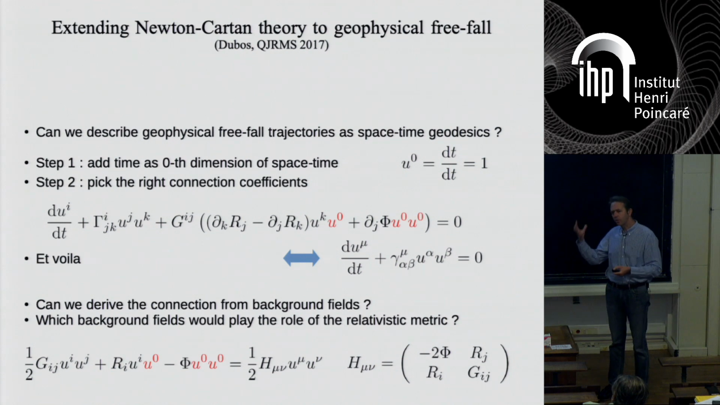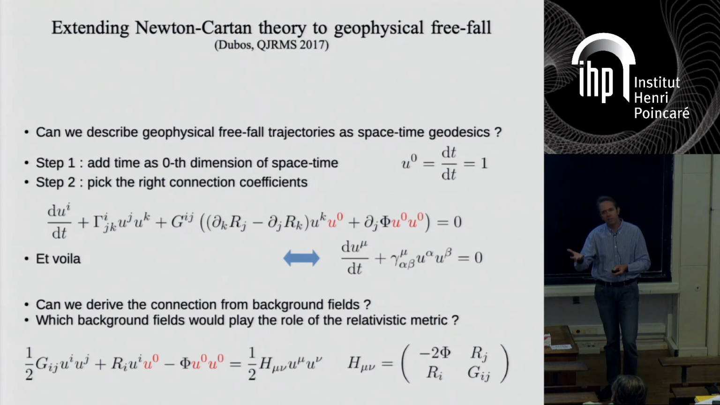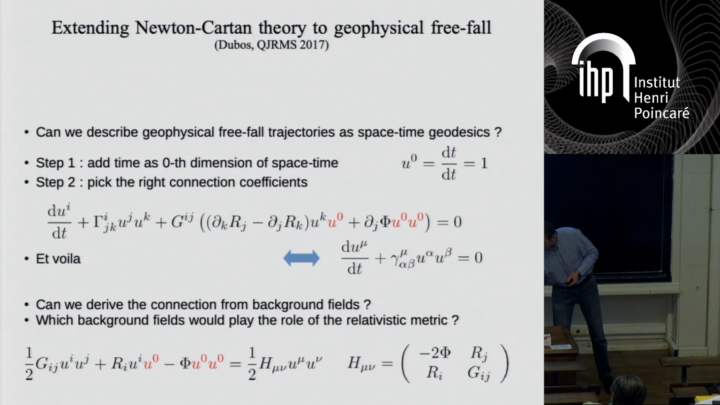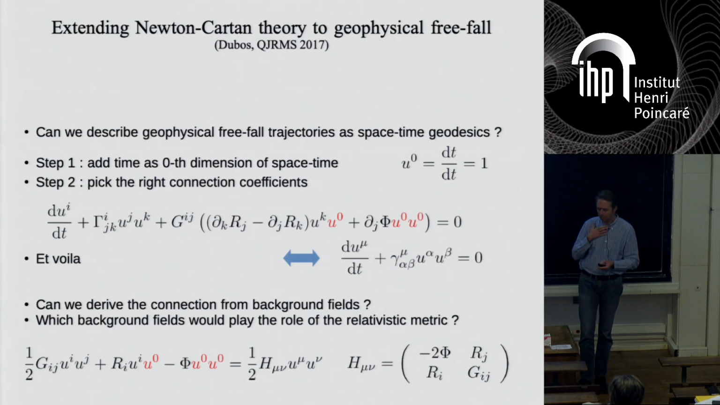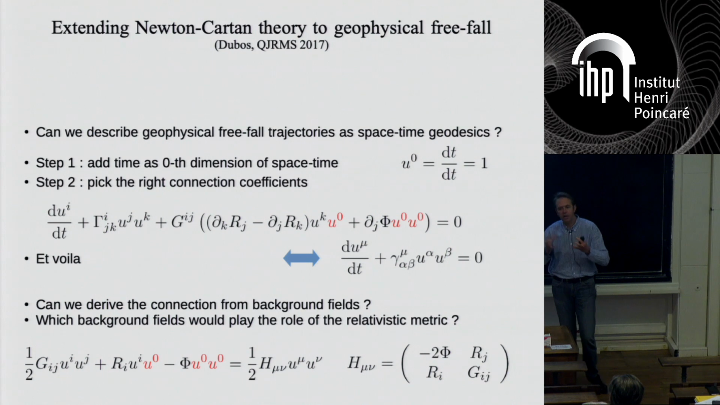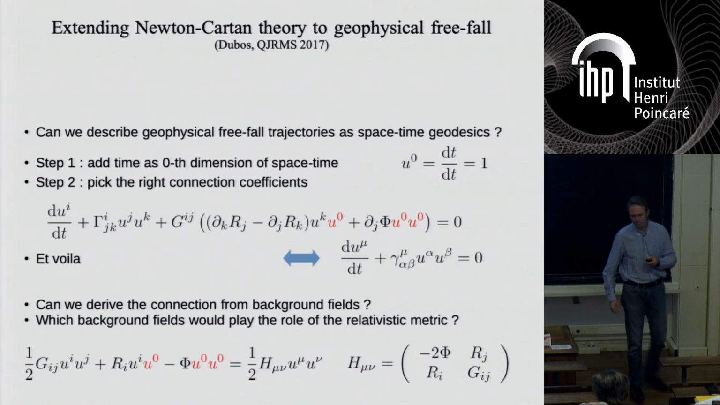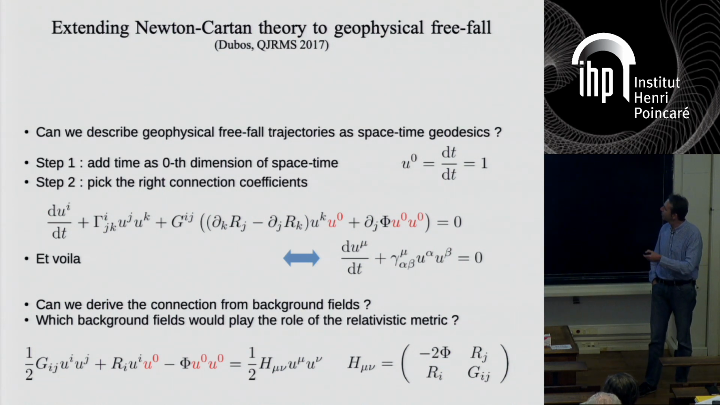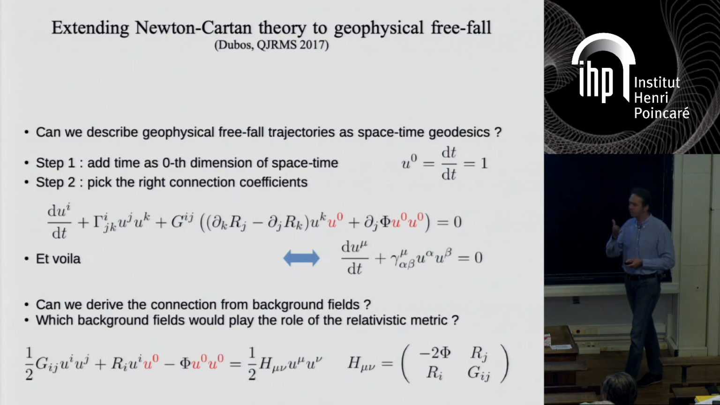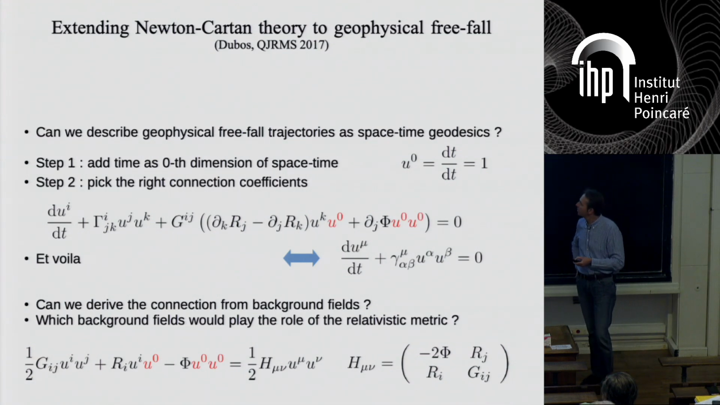So we have defined the connection, but in the relativistic setup, the connection is derived from the metric, from the space-time metric, which is the main background field. So can we do something similar? Okay, and so what would be the background fields in the geophysical and classical case?